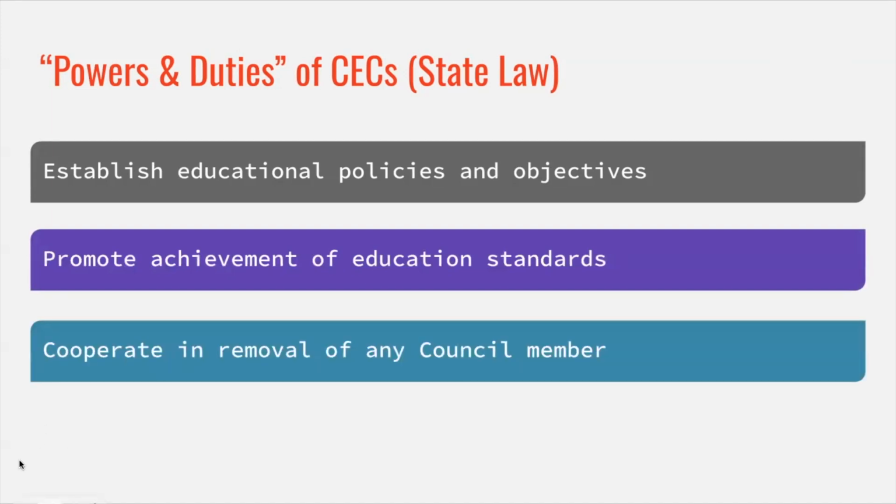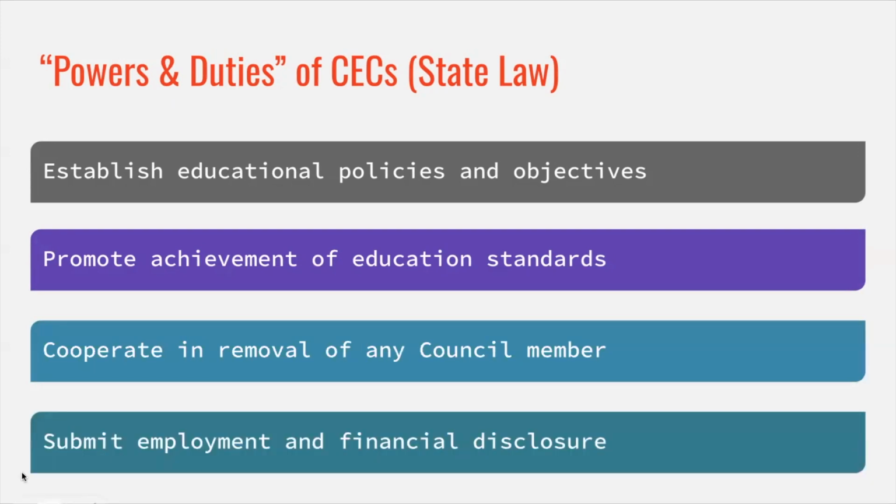One of them is the community education councils are supposed to cooperate in removal of any council member. It's such an odd thing to put in there so early on in the section of the law that talks about the powers and duties. But I suppose when the legislators wrote the law back in 2002, they were concerned about corruption. And the following section after that is about submitting employment and financial disclosure. It's all about conflict of interest.